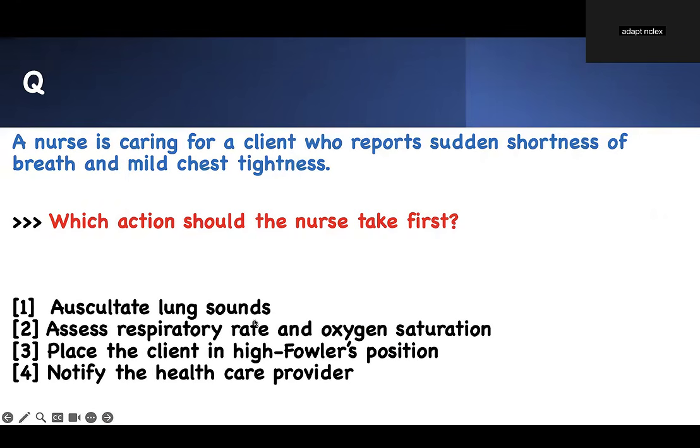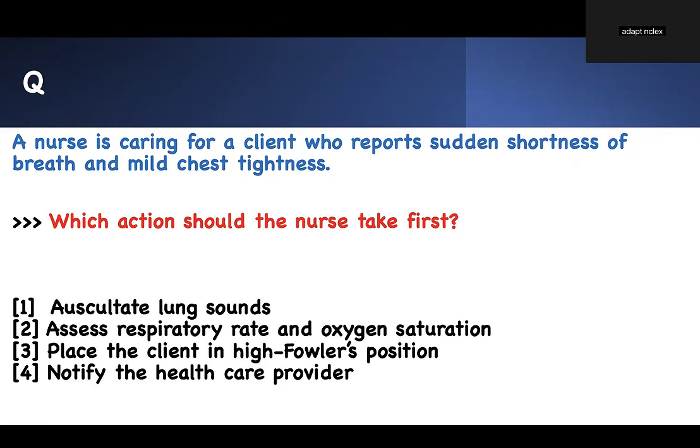First of all, let's look at this question. And I want you to put down your answer and let me know which answer choice you select. A nurse is caring for a client who reports sudden shortness of breath and mild chest tightness. Which action should the nurse take first?